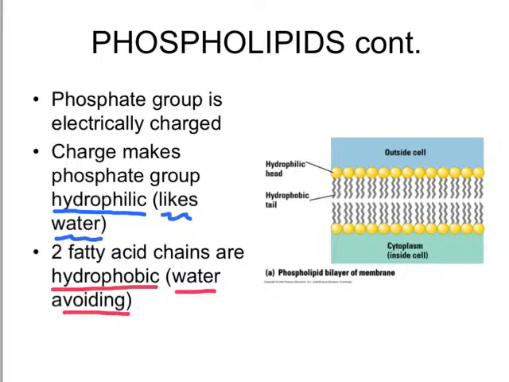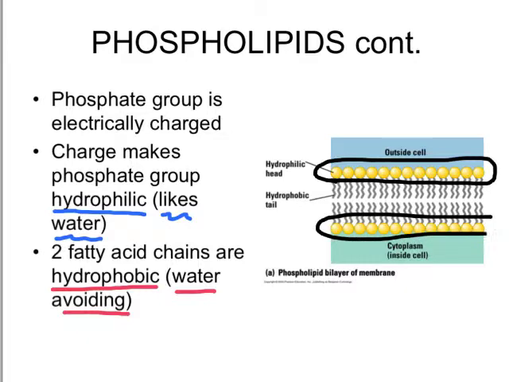So this sets up a kind of dichotomy in the cell membrane, where we have a water-loving part of it and a water-hating part in the middle. This is what we call the phospholipid bilayer of membranes. We have two groups of these phospholipids, and their hydrophobic tails are in the center of the membrane, and the hydrophilic heads are on the outside, either the outside of the cell, or the inside of the cell touching the cytoplasm.